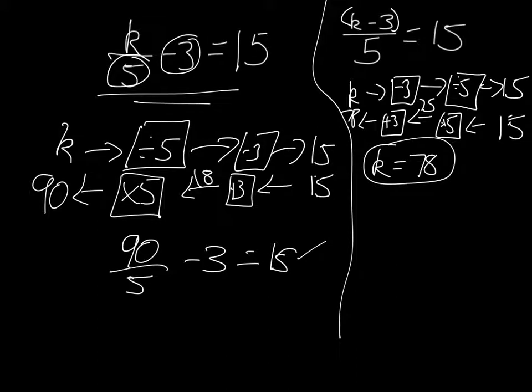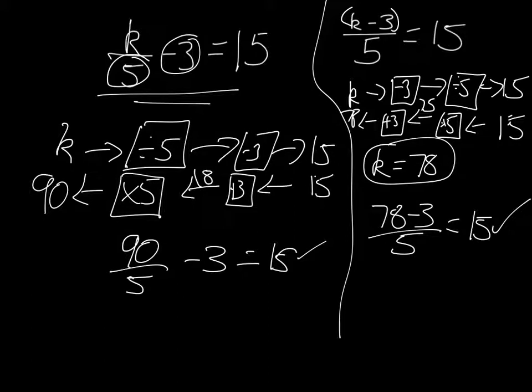Okay, so if you're not sure whether you're right, just substitute K for 78. 78 minus 3 over 5, put it on your calculator, and you will see we indeed get 15. So if we substitute K for 78, we get a true statement. Therefore, the solution is K equals 78.